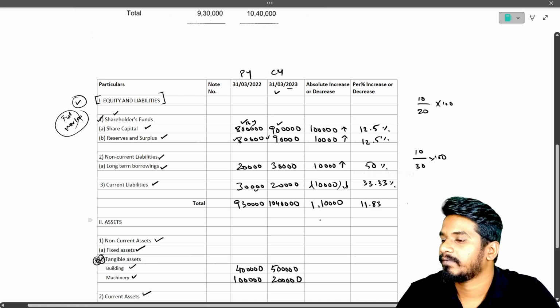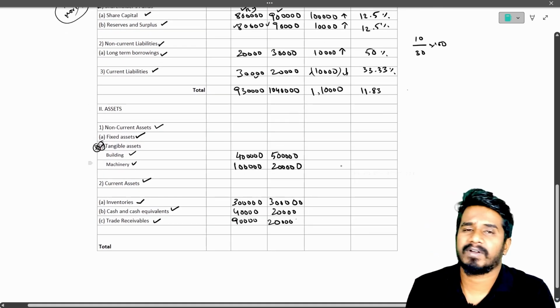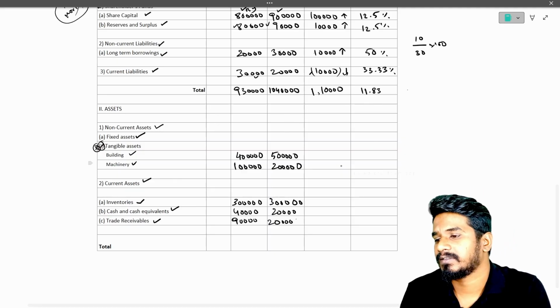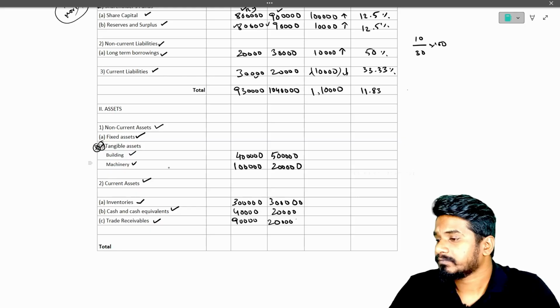Right. Finally, we finished this. And the next thing is assets. Whatever we did for the liabilities, the same thing we'll do for the assets also. There are no changes in the method. Okay.